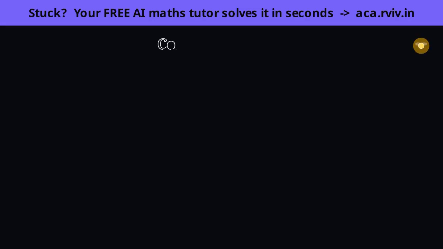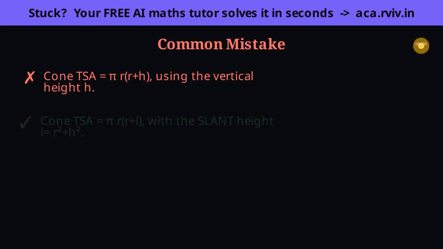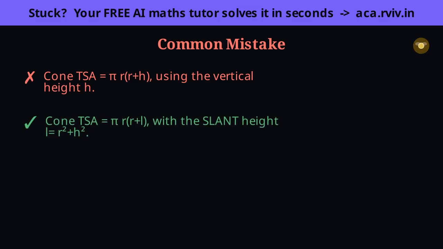The most common cone slip in the whole chapter, putting the vertical height straight into a surface formula. It feels right because h is the number you're given, but surfaces always use the slant height L. The paint travels down the slope, not the middle. The vertical height h belongs only in the volume, 1/3 pi r squared h. Mix them up and every surface mark is lost.